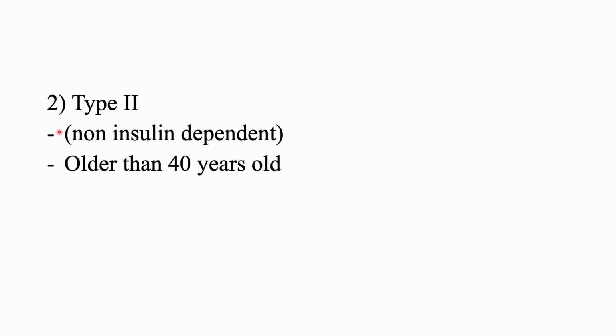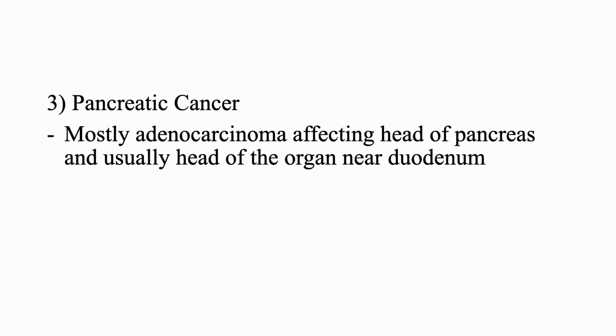And for type 2, it's also called non-insulin dependent and happens older than 40 years old. And lastly, we have pancreatic cancer, mostly adenocarcinoma affecting the head of the pancreas. So what part of the pancreas? The head of the pancreas, and usually the head of the organ near the duodenum.